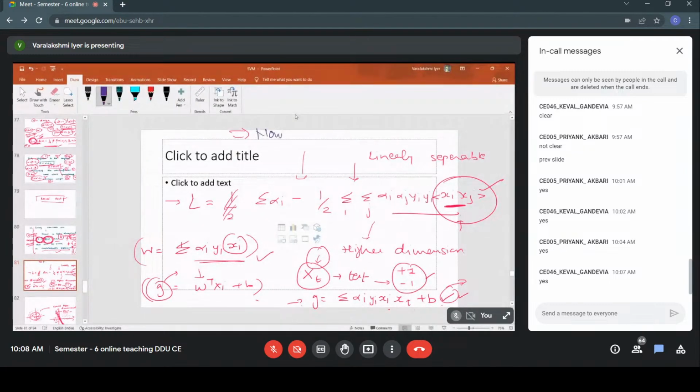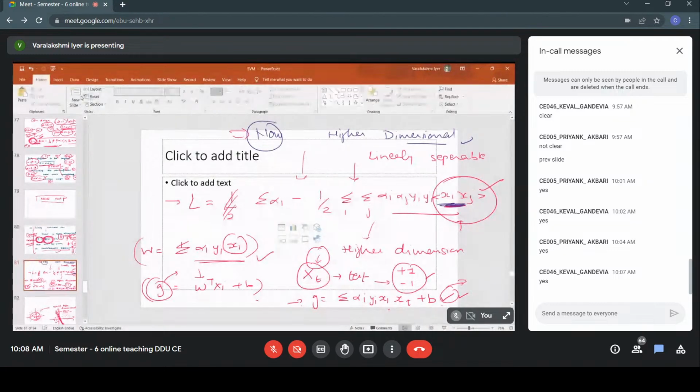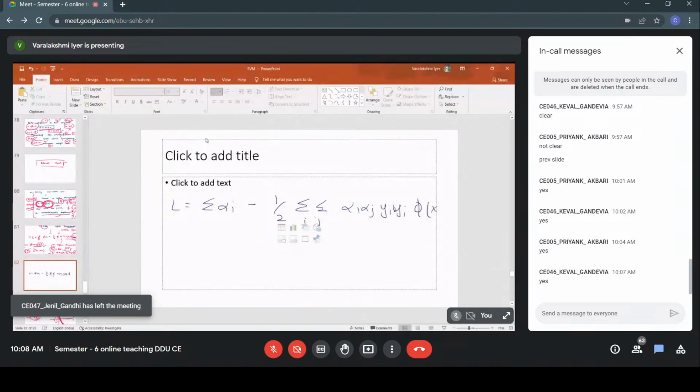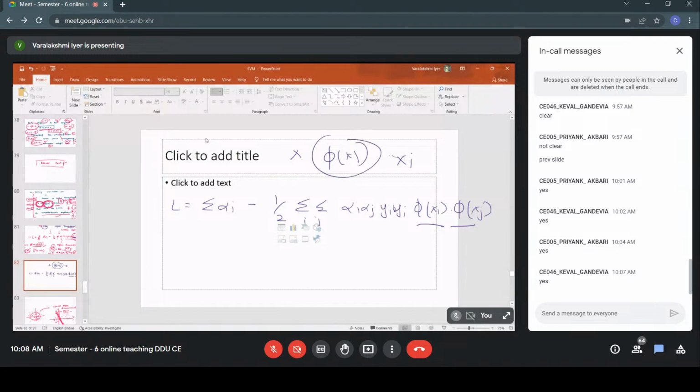Okay, so now if you're trying to convert this xi and xj into some higher dimensional form, this was when the data was not in higher dimensional form. Now if you are trying to convert this xi and xj into some higher dimensional form, then ultimately your Lagrangian equation will be summation over alpha I minus 1/2 summation I j, alpha i alpha j, yi yj into phi of xi into phi of xj. Where phi of xi is some higher dimensional form for xi, and phi of xj is some higher dimensional form for xj. Are you getting this?